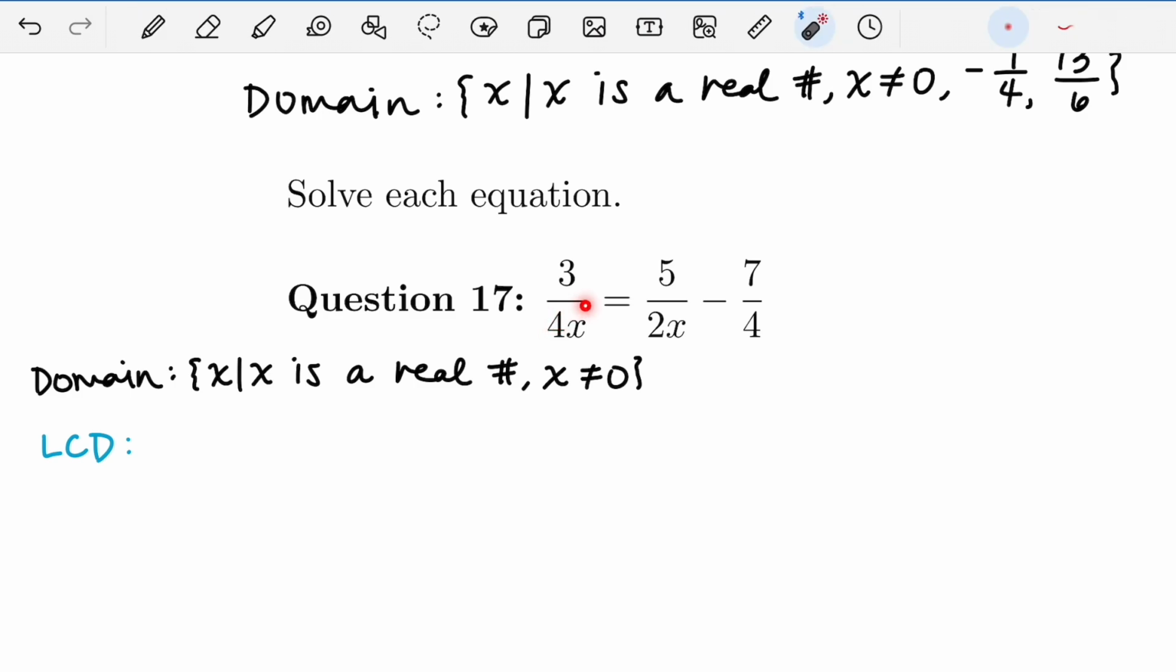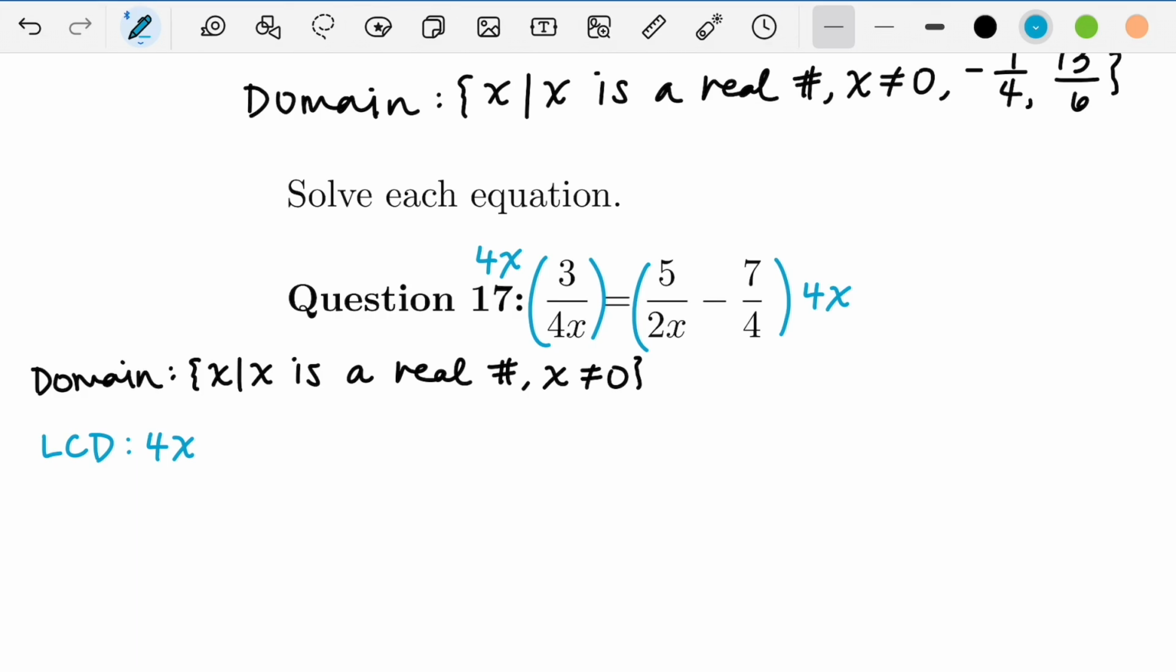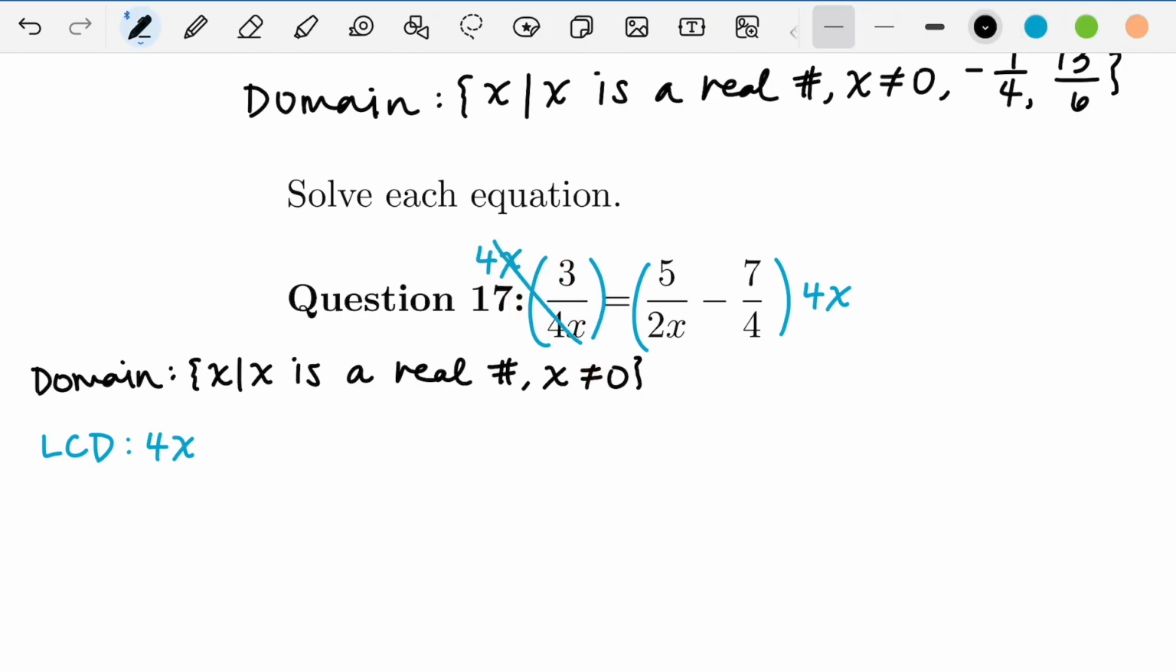Now, the least common denominator for this equation here is going to be 4x. So we're going to multiply 4x to both sides of our equation here. And again, we're doing this because it's going to be the simplest way to simplify these fractions. Notice, if I multiply 4x on the left-hand side here, these 4x's are going to cancel. So on the left-hand side of this equation, I'm just left with 3 by itself. So I got rid of the fraction on that side.